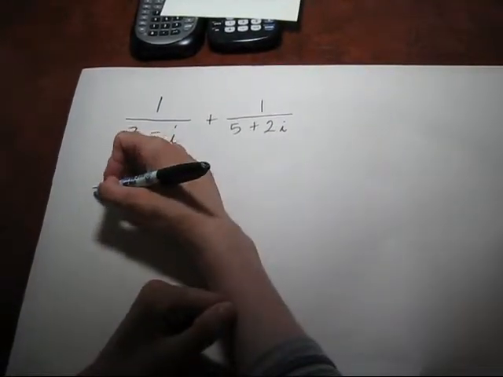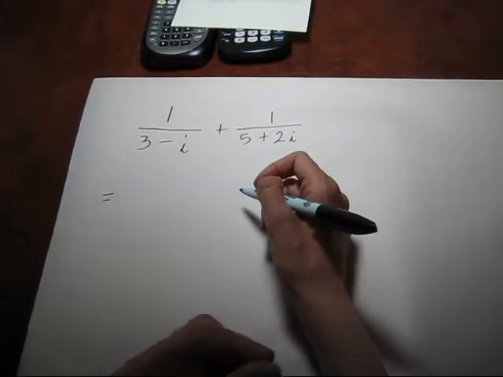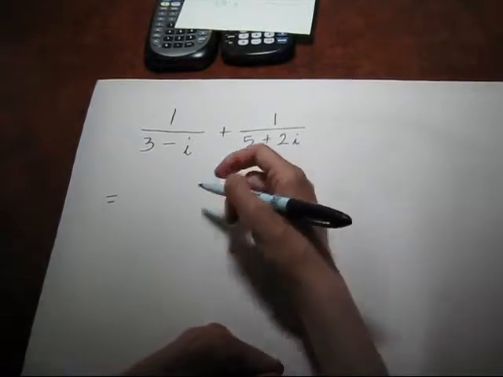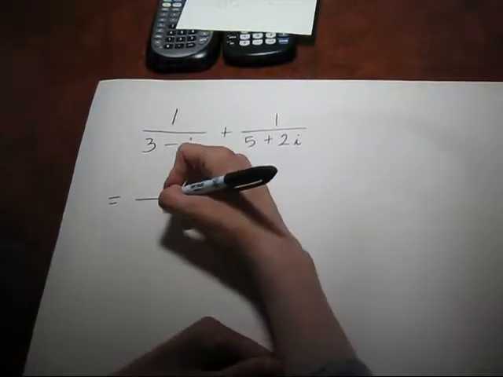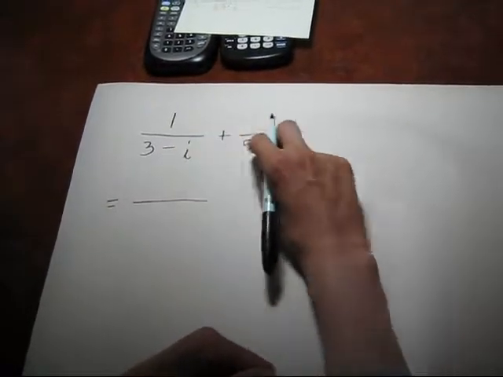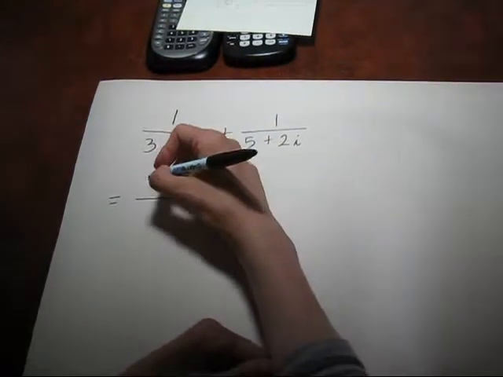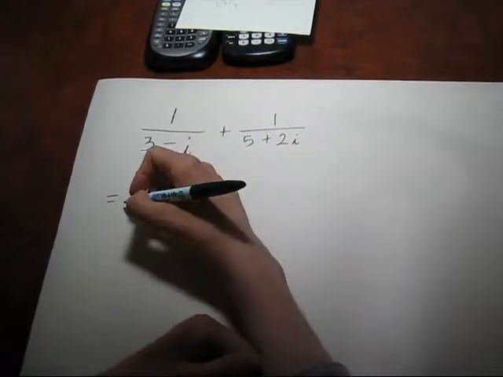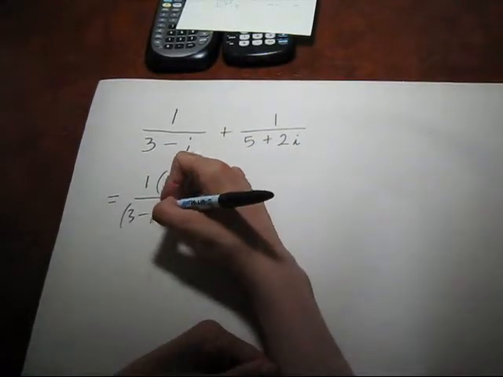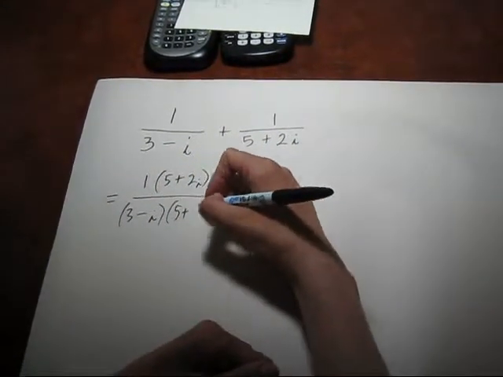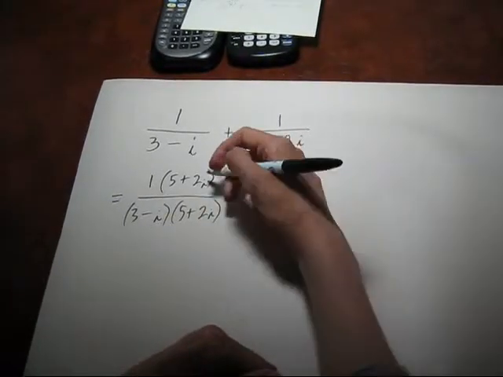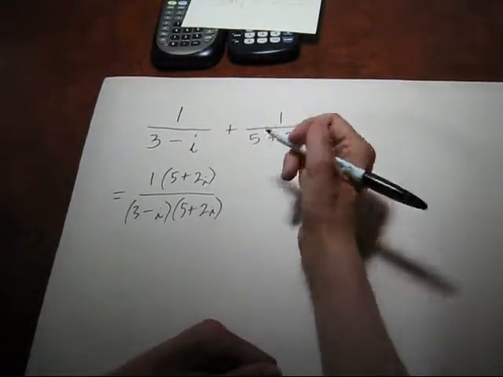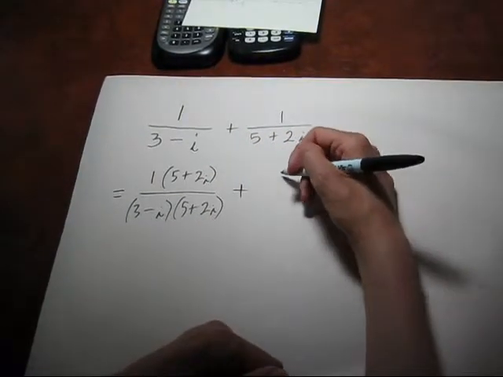We're going to get a common denominator, which will be our least common multiple of the denominators, which is the product of these two. So we'll have 1 times 5 plus 2i and 3 minus i times 5 plus 2i. So I multiply numerator and denominator by 5 plus 2i. That's really multiplying by 1, so I haven't changed anything.